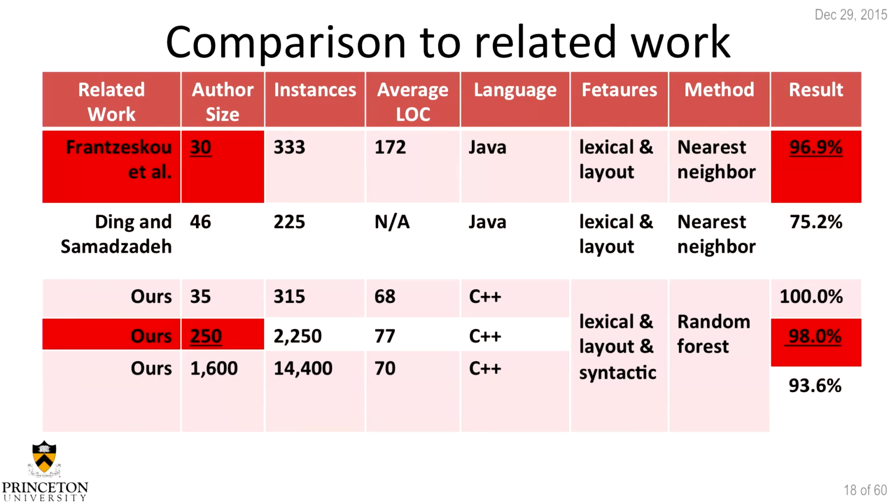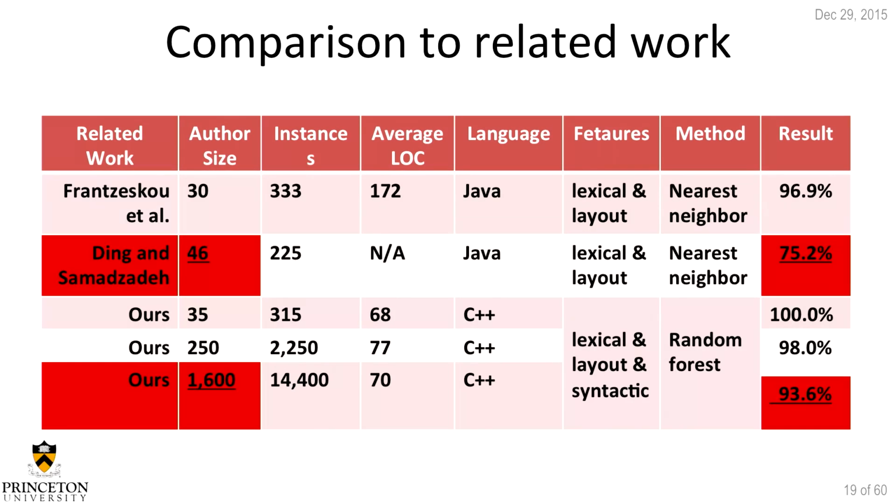So in the past, the highest accuracy that has been reached to de-anonymize programmers was 97%, and this is to de-anonymize 30 programmers correctly. But we can de-anonymize 250 programmers with 98% accuracy. So we are beating the highest accuracy in the past, and we have a much more difficult machine learning problem because we have a much larger data set of 250 programmers. The largest data set that has been used in the past is 46 programmers, and they get 75% accuracy.